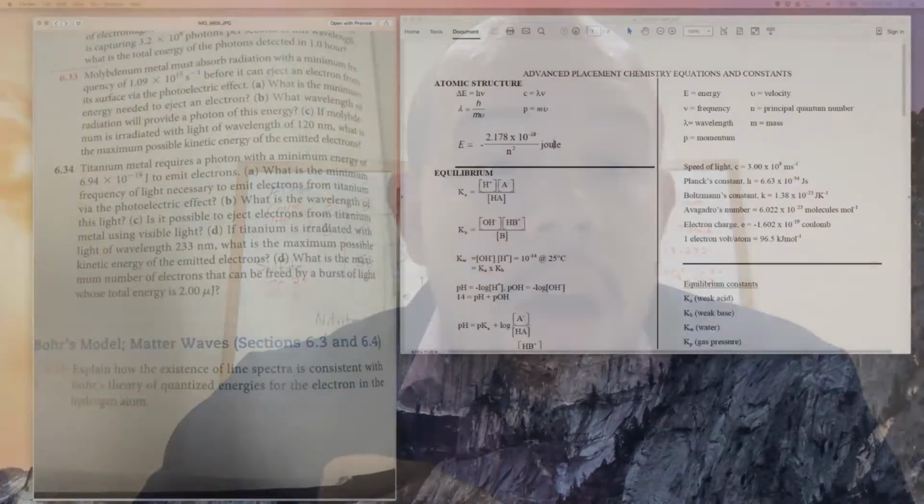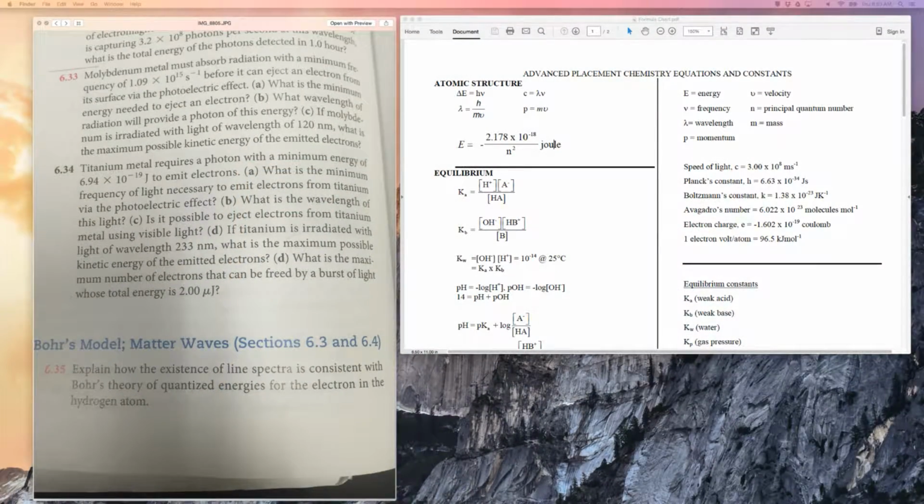Today we're going to be working over Chapter 6 stuff, which is electronic structure of atoms. The first question that we're going to look at is out of the text, actually. It's going to be 6.34, which speaks about energy, frequency, and wavelength, as well as the photoelectric effect and kinetic energy. So we're going to tackle all of these.